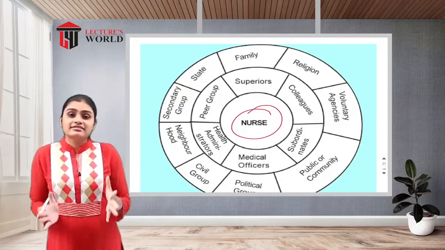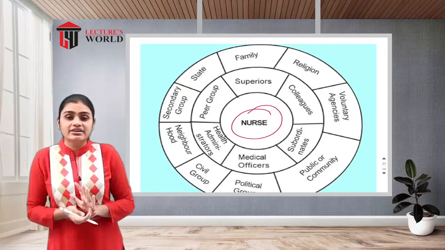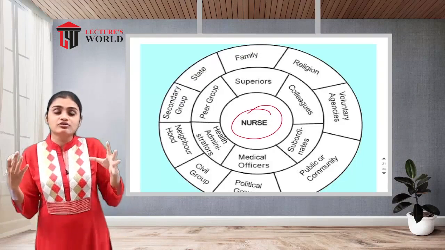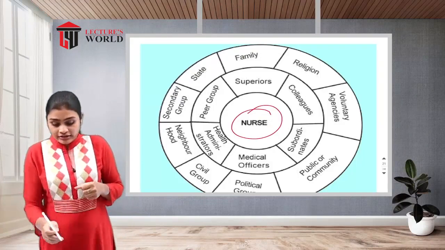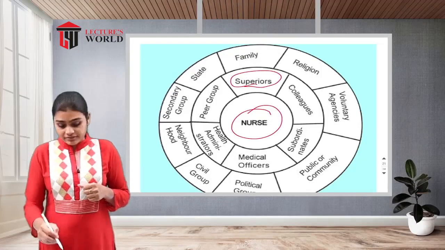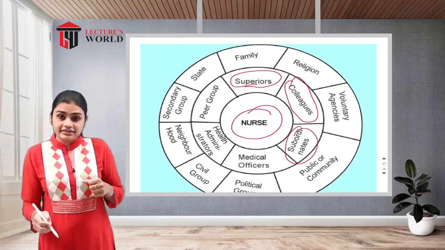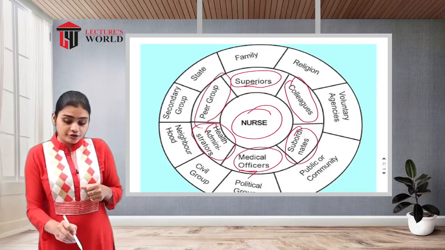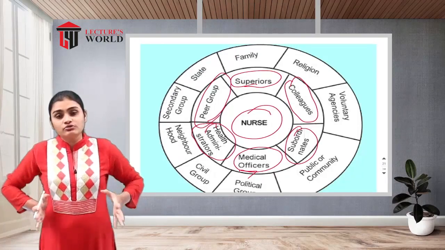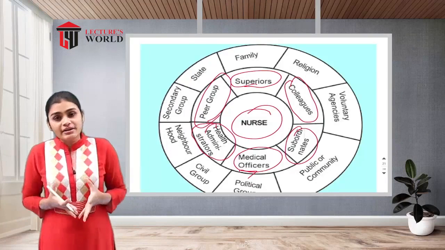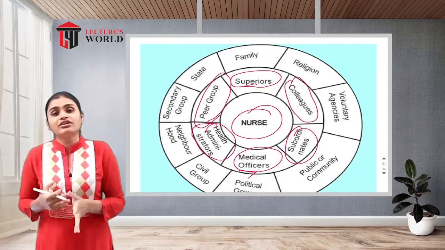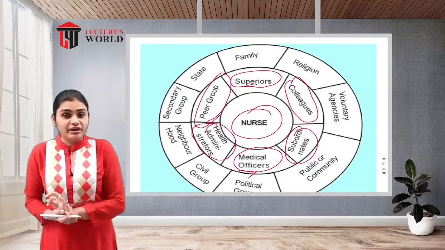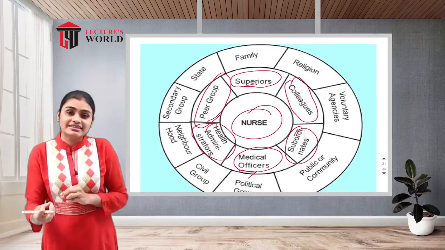The nurse is at the center of the healthcare delivery system, and other factors and areas are there. The other social relationships nurses have include the superiors, the colleagues, the subordinates, the medical officers, health administrators, and the peer group. These are all individuals who work with nurses, and it is very important for nurses to understand the behavior of all these individuals, because nurses have to give quality care to their patients all the time, and for that reason a good interaction is needed.